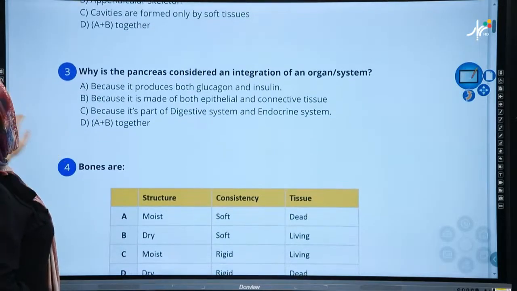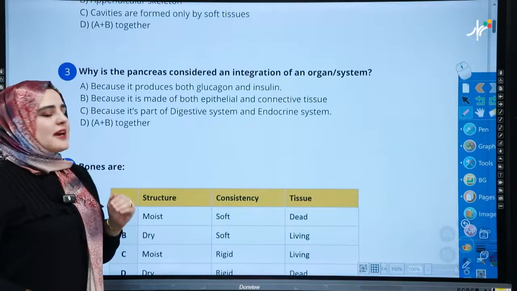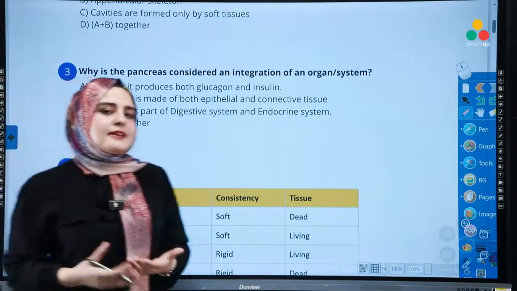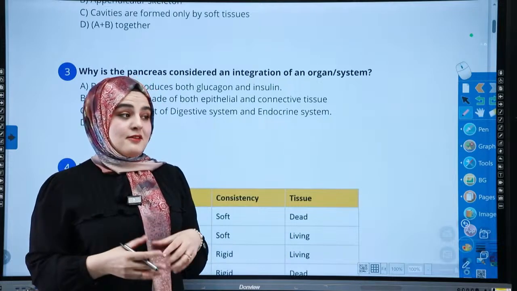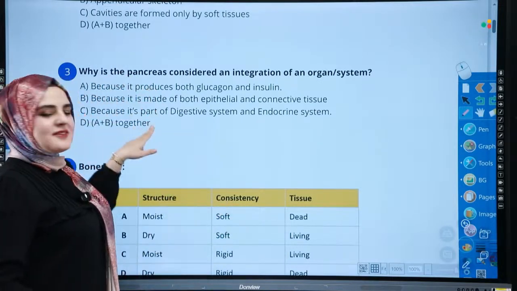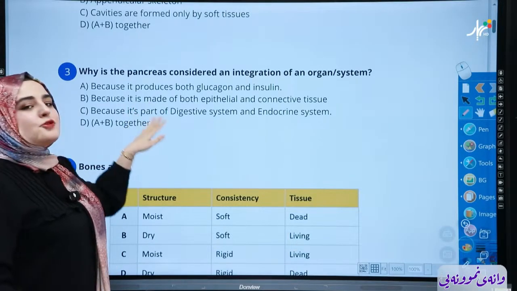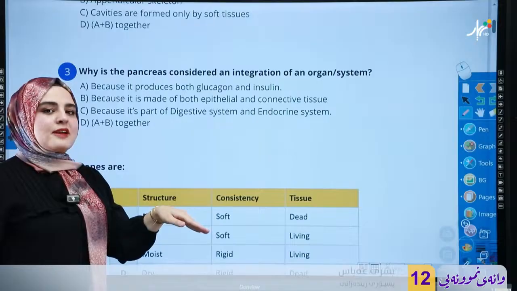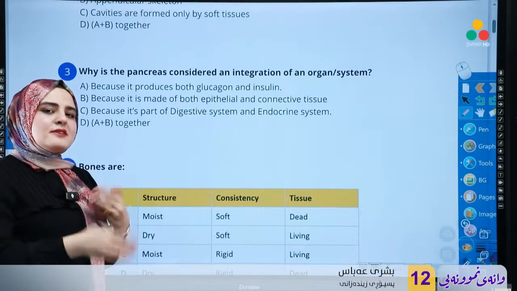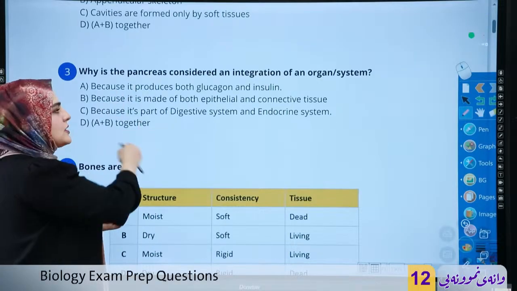Okay, let's check this one out. It says, why is the pancreas considered an integration of organ or organ system? See, questions like that are very nice and they're going to challenge you. Why? Because if you read the choices, you will see that there's nothing wrong about the pancreas. Everything mentioned here is just right. But is this how we're going? Let's see what we're going to choose.